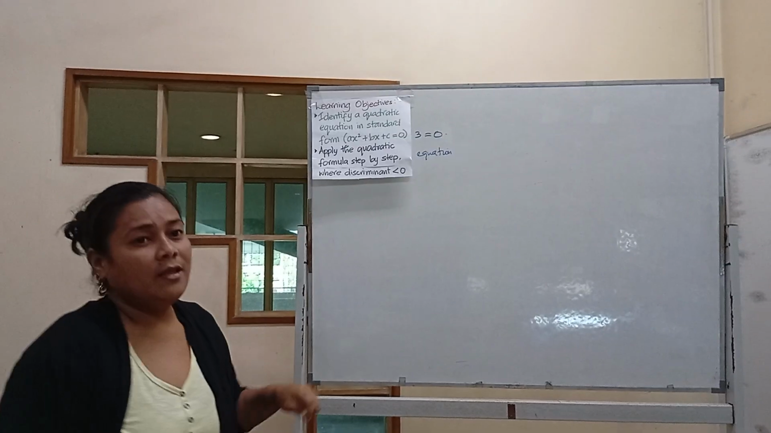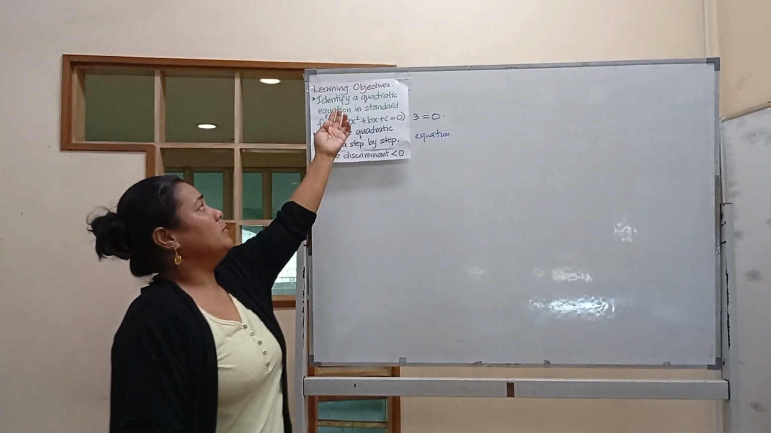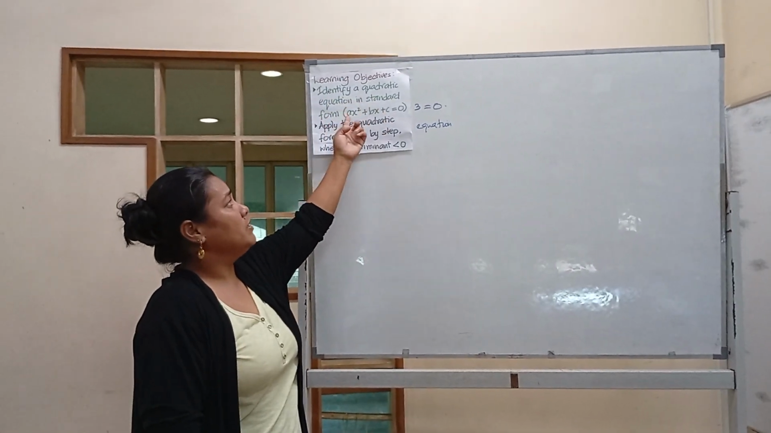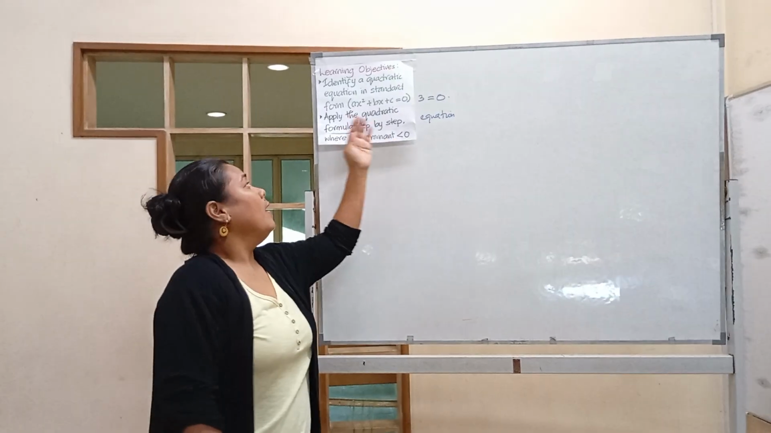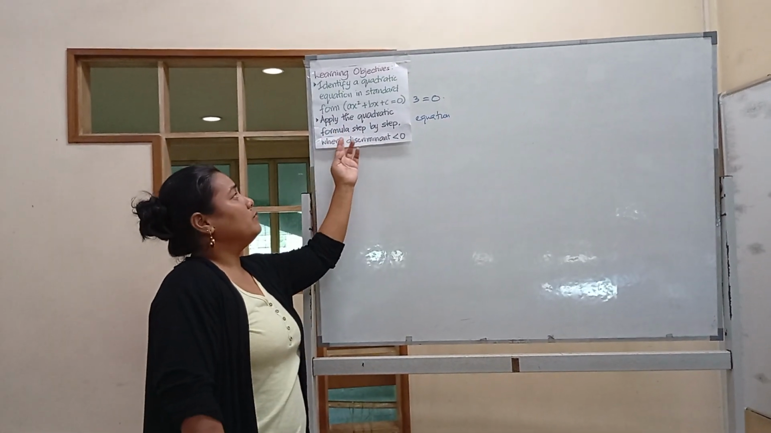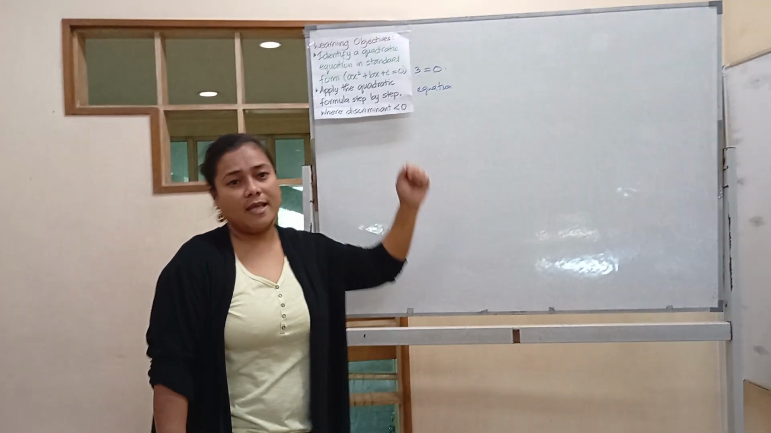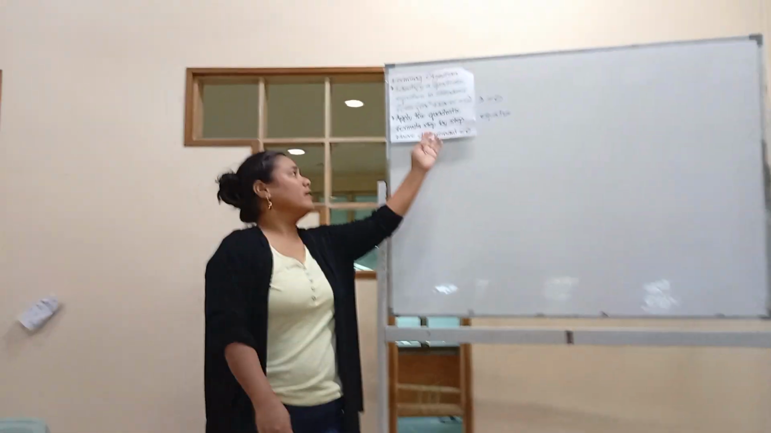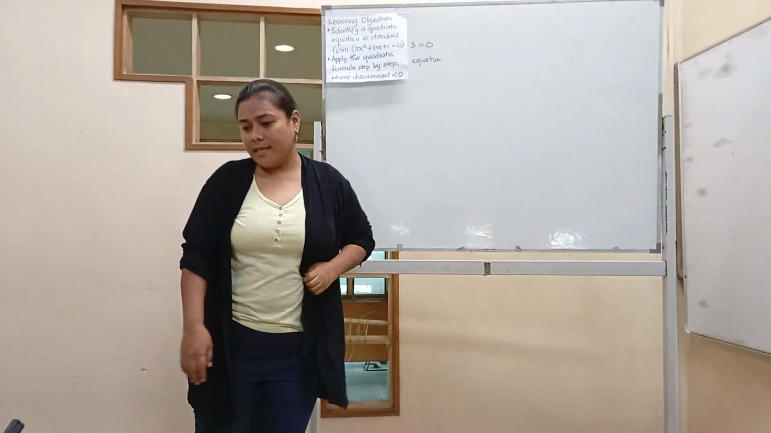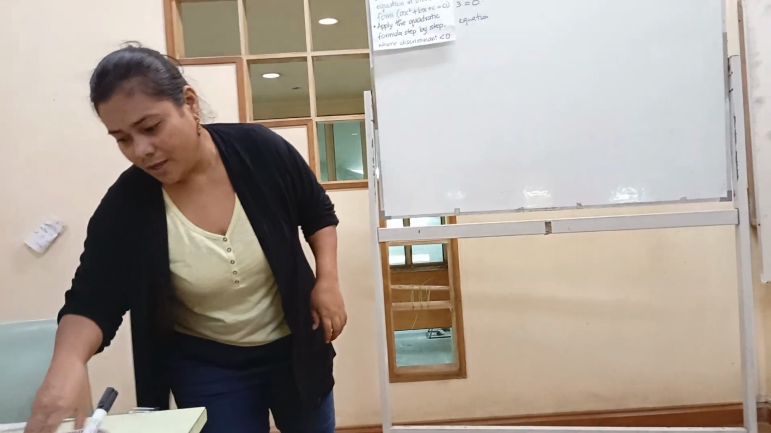After this lesson, you should be able to identify a quadratic equation in standard form. And the second one, you can apply the quadratic formula step by step where the discriminant is less than 0. We are going to focus on the discriminant that is less than 0. Okay?